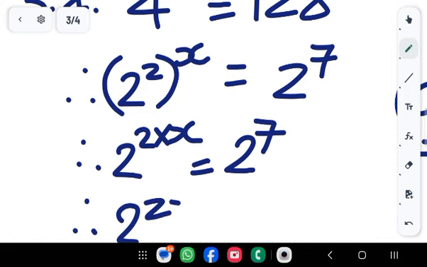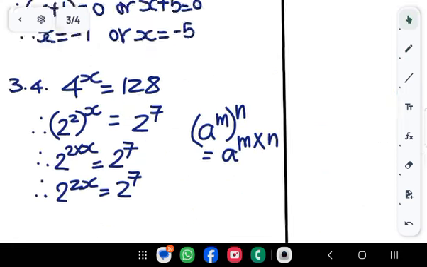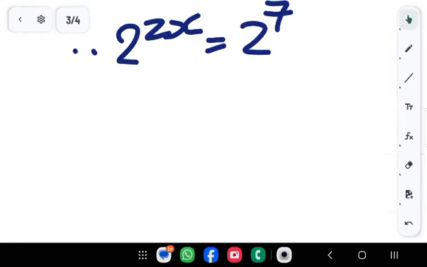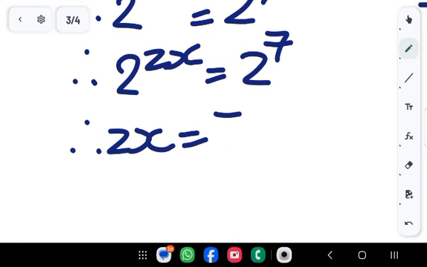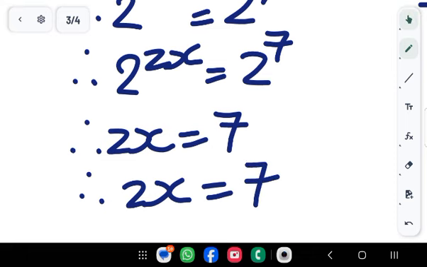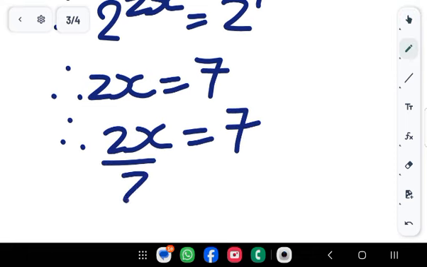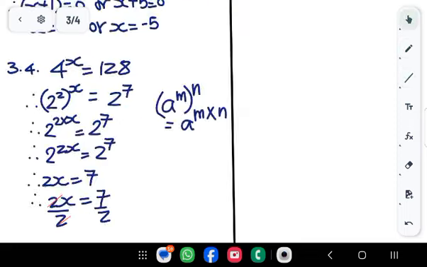So 2 to the power of 2x equals 2 to the power of 7. Now you've got powers of the same base equal. What you do now is you equate the exponents. So 2x will be equal to 7. Now you divide both sides by 2. The 2's cancel out over here, and that leaves you with x equals 7 over 2.